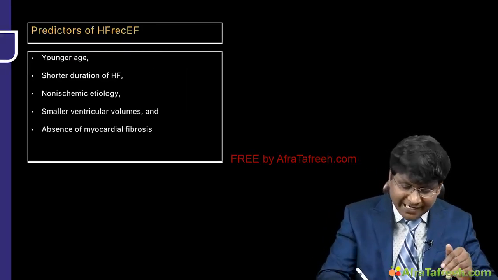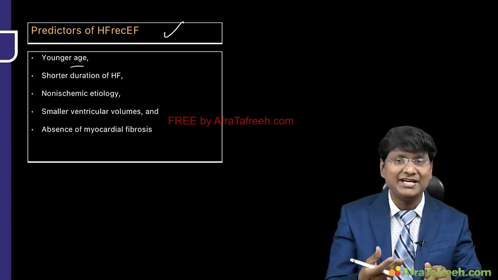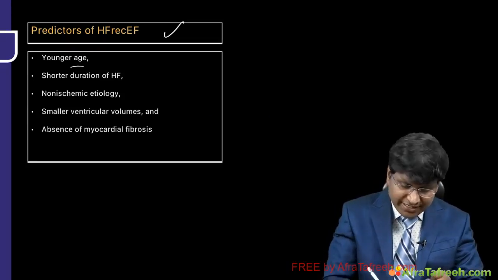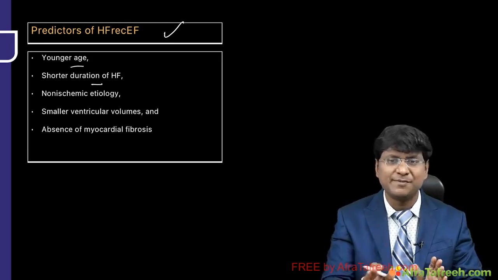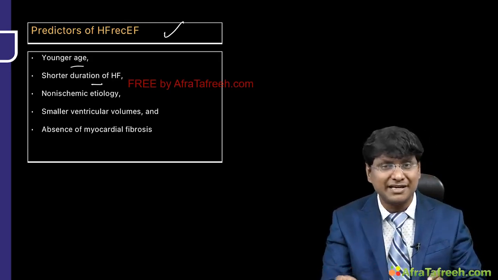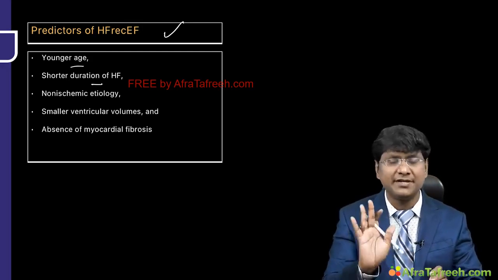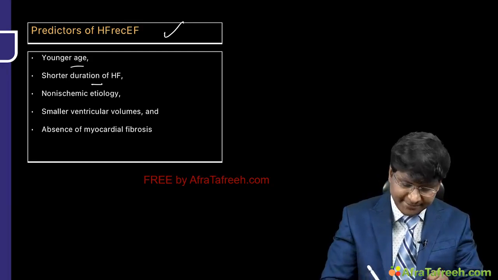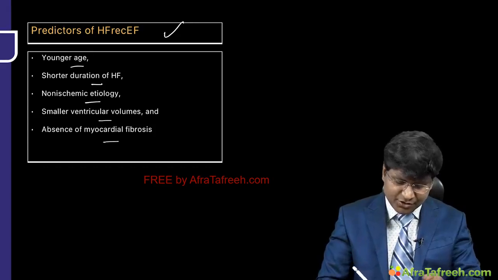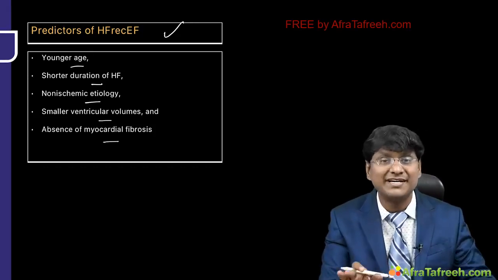Now what are the predictors of heart failure with recovered ejection fraction? The predictors include young age group of individuals. Young age, right, they'll have rapid improvement in the ejection fraction. Short duration of heart failure, right, some infectious pathology and you treated that infection, or some chemotherapeutic drug, you stopped that chemotherapeutic drug immediately. Okay, so short duration of the heart failure is also a very good predictor for the recovery of the ejection fraction. Then non-ischemic etiology, then small ventricular volumes and absence of the myocardial fibrosis. So these are the predictors of the heart failure with recovered ejection fraction.